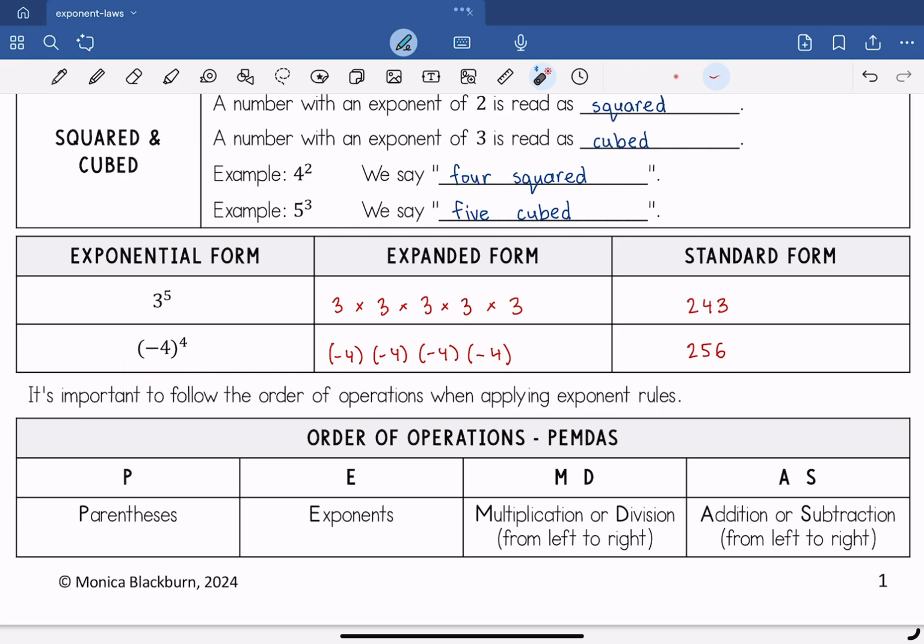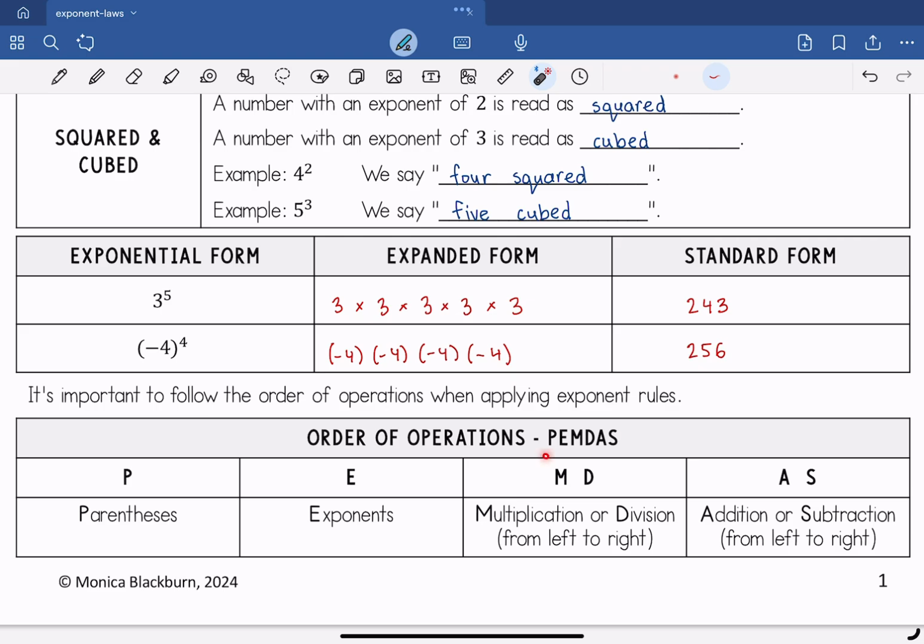Negative 4 in brackets to the power of 4, in expanded form, you have to keep the brackets, is negative 4 in brackets times negative 4 times negative 4 times negative 4. And if you evaluate that and convert it to standard form, it will be 256.